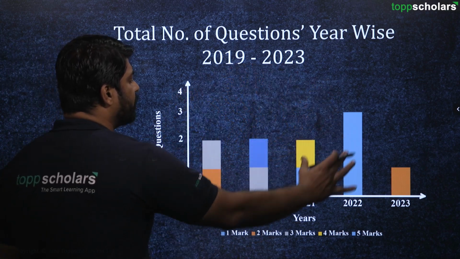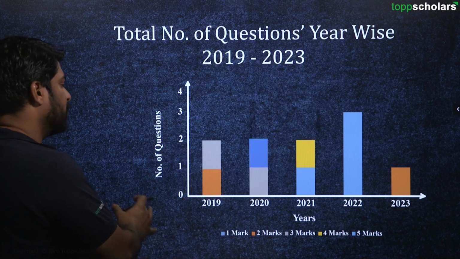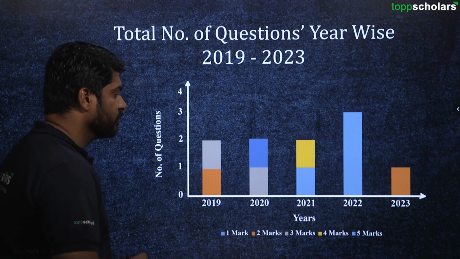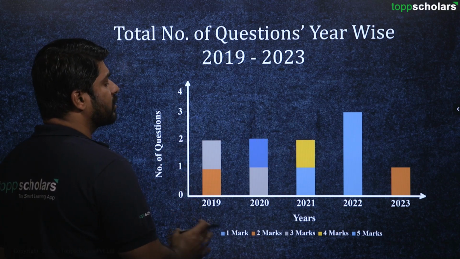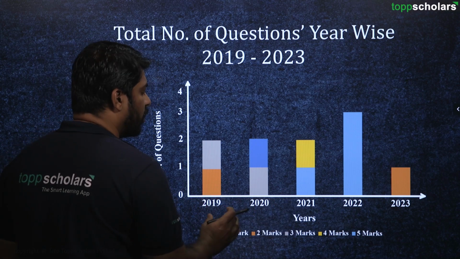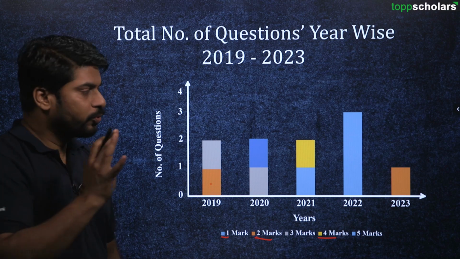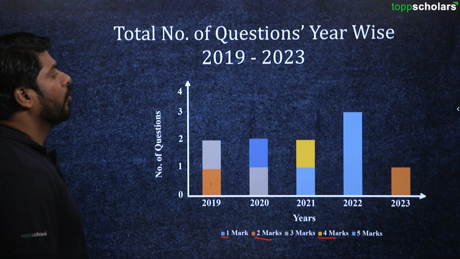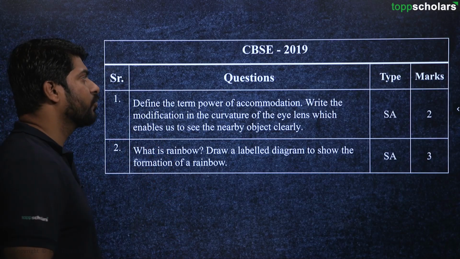This is the same data which has been shown graphically. This is the same thing that we have seen in the table previously. Okay, this graph shows nothing but the number of questions that were asked year wise for different marks. Okay, so this is again the same thing. So we are not going to go into details of this graph. Now moving on. So these are the questions. Now we are starting with the questions.